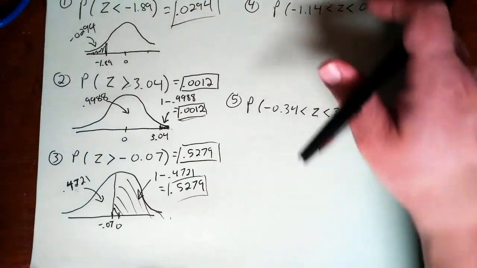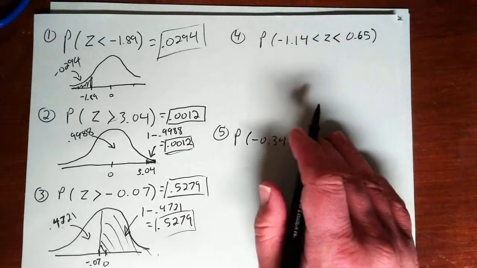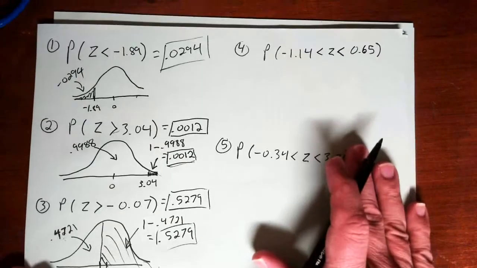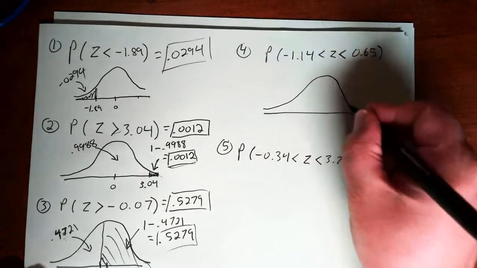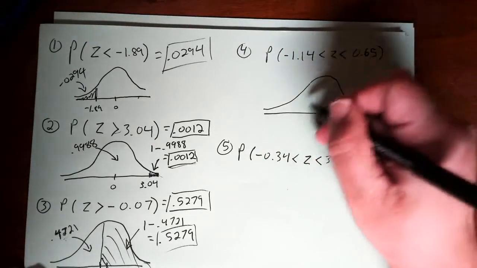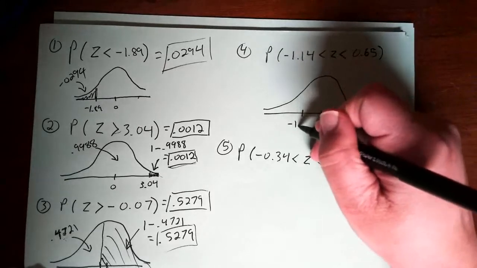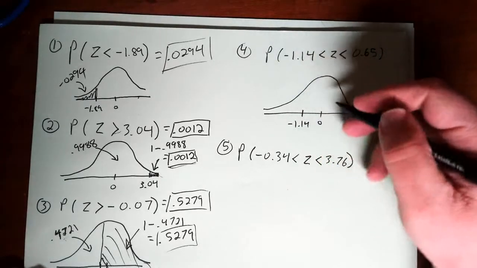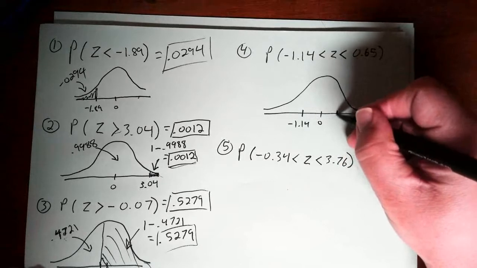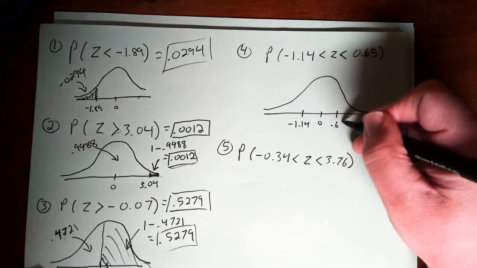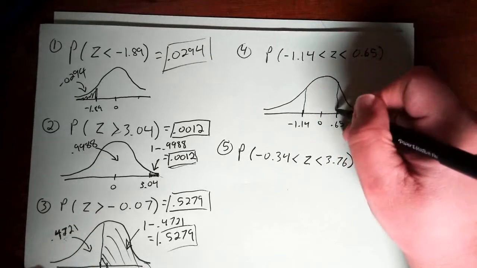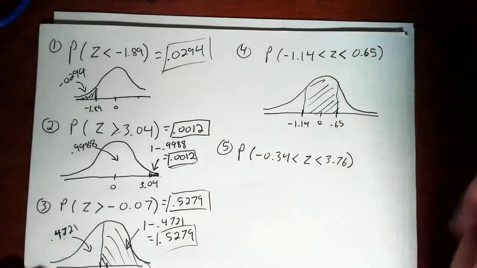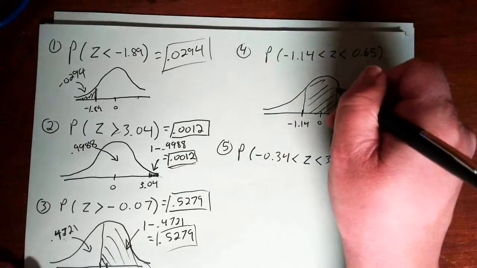Okay. So now we have a between probability. This is the third case. In this case, we have a negative and a positive. So the negative 1.14, and then the positive, that's pretty close to 0, 0.65. And I want the area between these two, right? Okay, so now this is the third case.